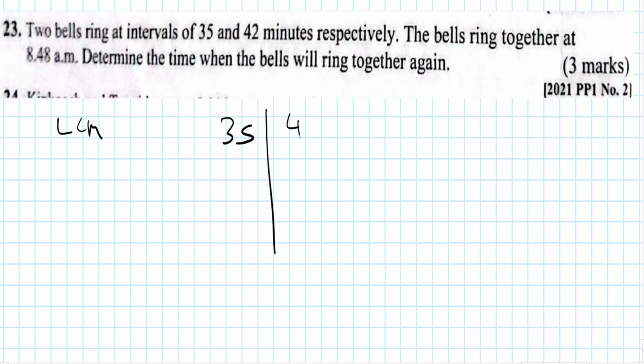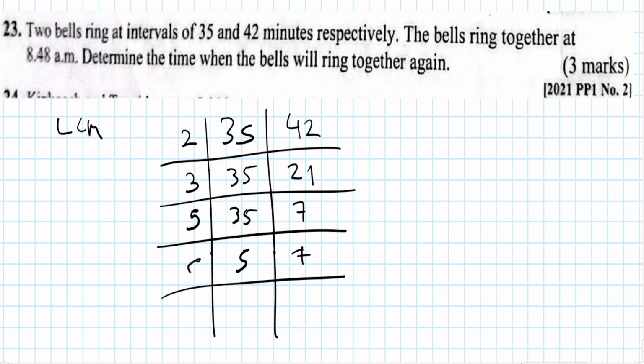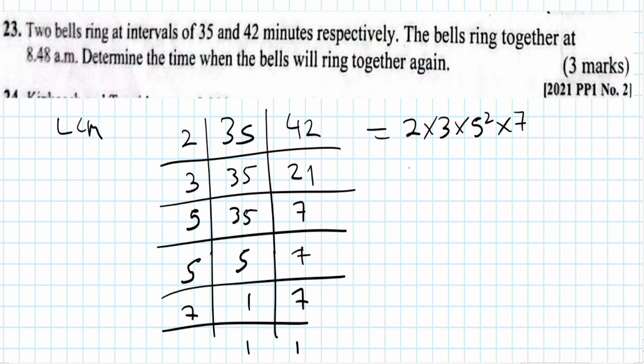So 35 and 42. You divide by 2, which gives you 21. 35 cannot divide by 2, therefore divide by 3, which gives you 7 and 35. Then finally divide by 7... no, you divide by 5, sorry for that. You divide by 5 because of the 35. So divide by 5 is going to give you 5 and 7. Then divide by 5 again, it's going to give you 1 and 7. Then finally divide by 7 to give you 1 and 1. So 2 times 3 times 5 squared times 7 is your LCM.